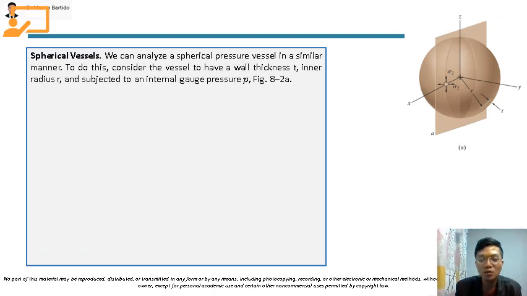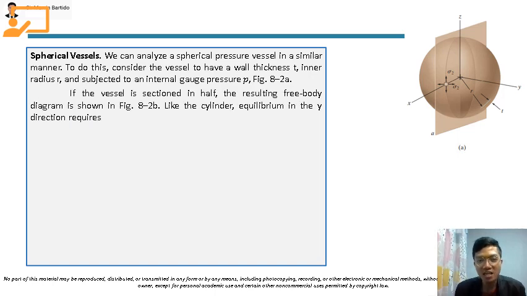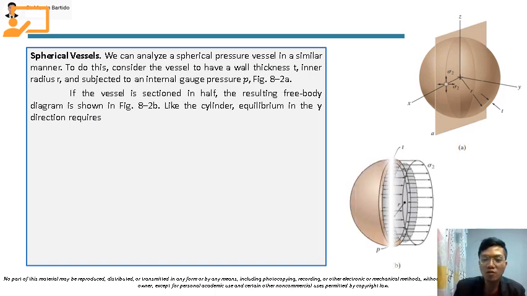Okay, so now let's proceed to the second type of thin-walled vessel, which is a spherical vessel. We can analyze a spherical pressure vessel in a similar manner. To do this, consider the vessel to have a wall thickness t, inner radius r, and subjected to an internal gauge pressure p, as shown in figure 8-a. So if you are going to section this sphere in half, now we will see this free body diagram.